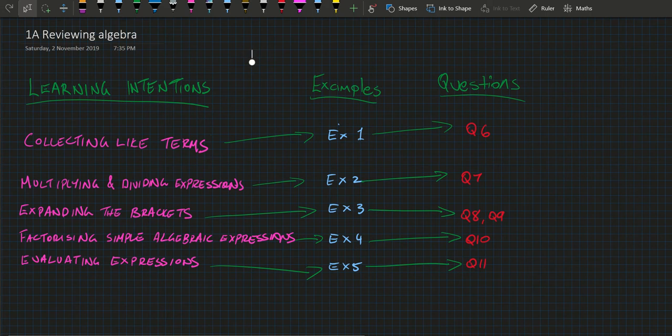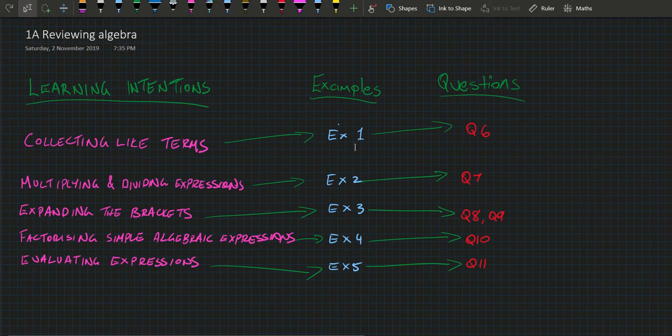So these topics that we'll be covering, or the learning intentions, are collecting like terms, multiplying and dividing expressions, expanding the brackets, factorising simple algebraic expressions, and evaluating expressions. Each one of these relates to an exercise, as you can see here. The first one goes to exercise 1, and each one of those relates to a question.